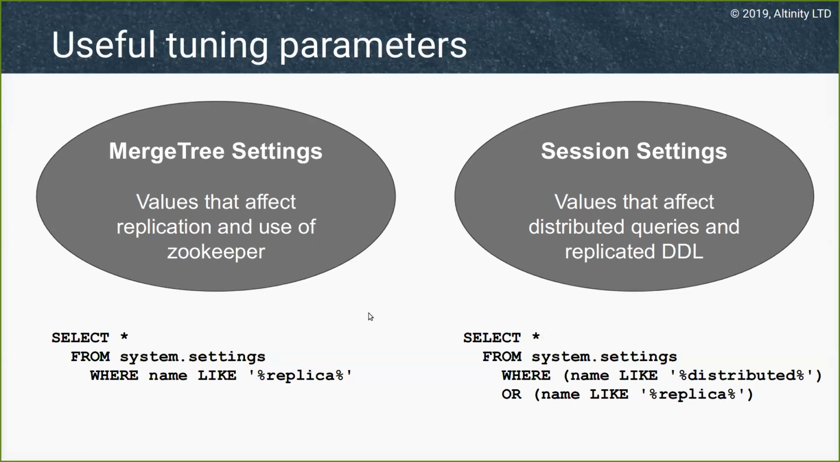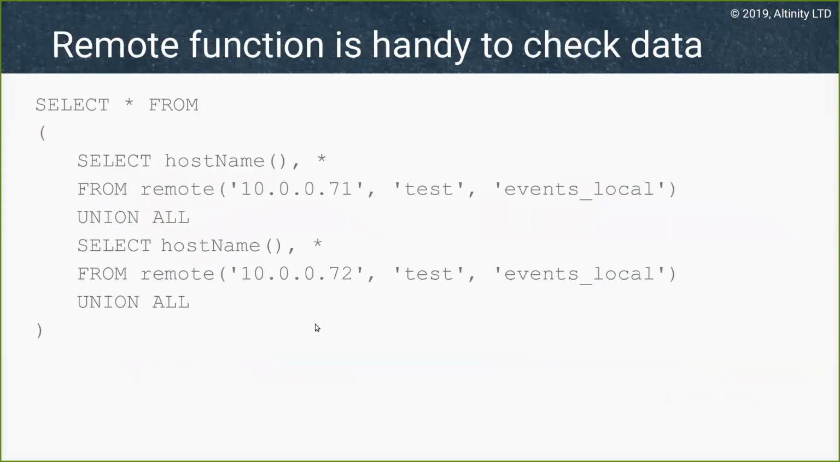In addition, there are more parameters in the cluster definitions that allow you to set load balancing policy for distributed tables. So lots of good things there. And then finally, I like the remote function. I use it for checking data, but your applications can use it to access replicas and shards flexibly, so you can even build your own ways of accessing distributed data using this function.